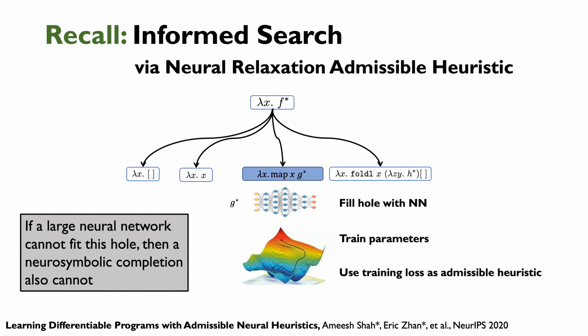The intuition is that if a large neural network cannot fit this hole, then no neurosymbolic completion can, and you can prune this branch of the search space. That's the entire intuition behind all admissible heuristic-based informed search algorithms. In this particular case, we're just using a neural network as the way to approximate or implement this heuristic.